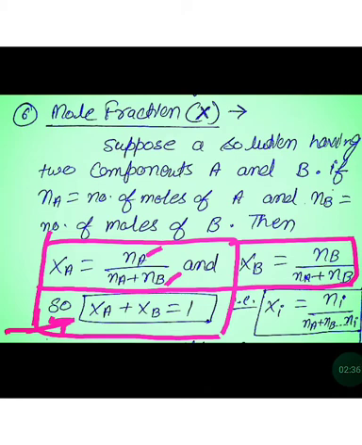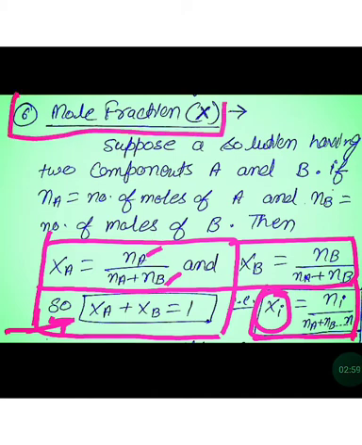And if there is any component, say I, then the mole fraction of I is equal to the number of moles of I divided by the total number of moles present in the solution. So we can say that if there is any solution having different components, and if we have to find the mole fraction of any one of the components, then the mole fraction of that component will be equal to the number of moles of that component divided by the total number of moles present in the solution.